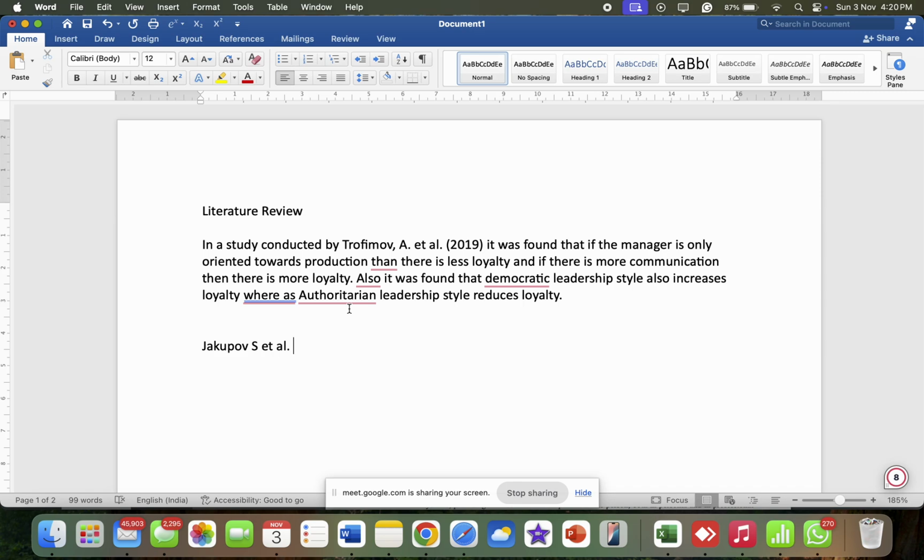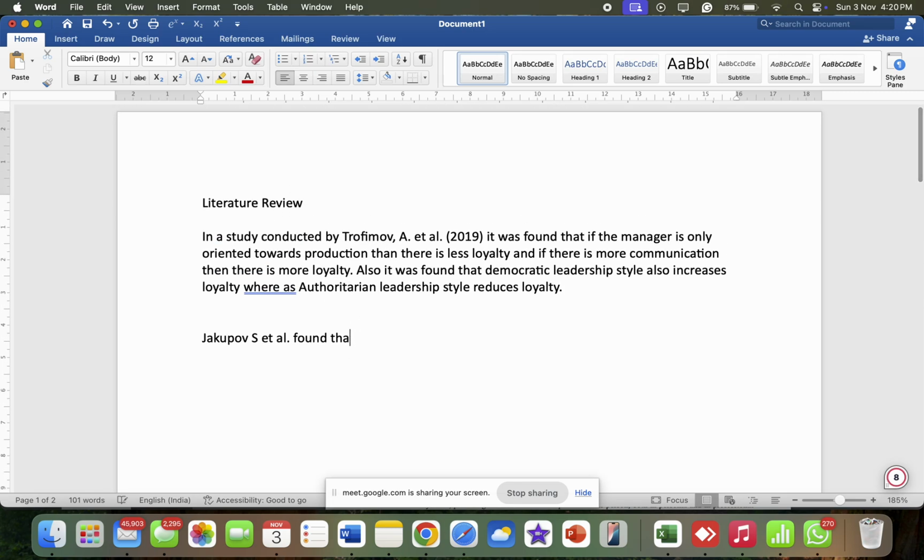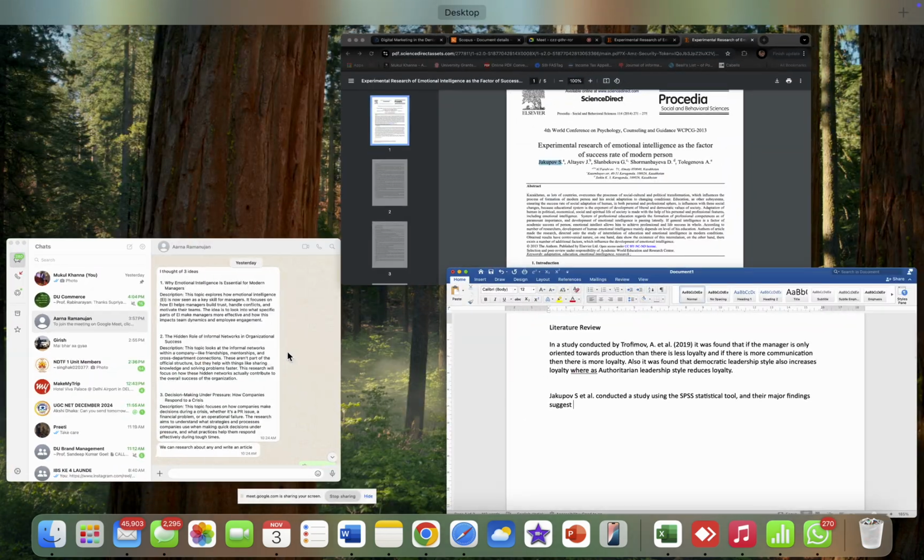Whatever they found out we can write down, but we have to mention that they conducted a study. Let's write down conducted a study for the moment using SPSS. So this person conducted a study using SPSS, the statistical tool, and the major findings suggested that whatever they found out. So let's figure out what were the major findings.